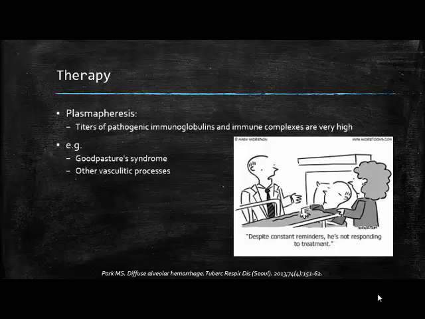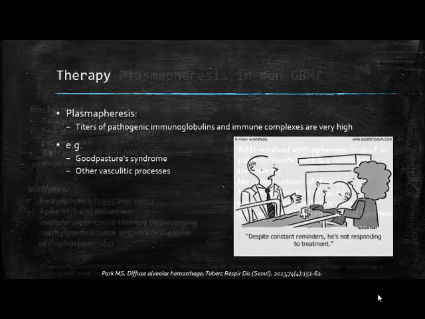Apheresis, especially in Goodpasture syndrome, as well as there's data behind it for other vasculitic processes. So you need to have high titers of immunoglobulins as well as immune complexes for apheresis to work. This is what I'm going to say about plasmapheresis. It's enough.